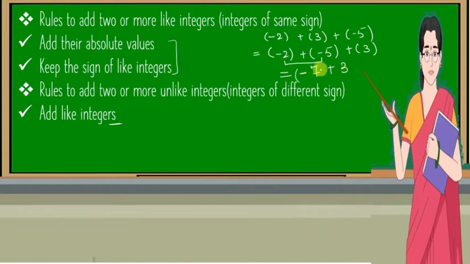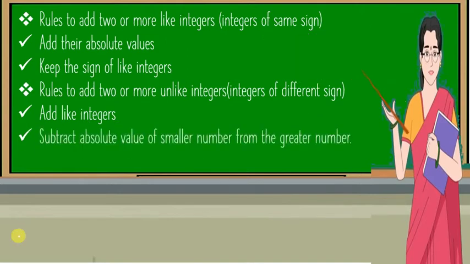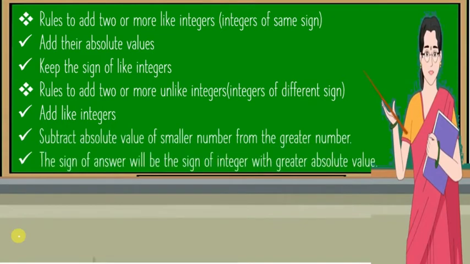Now we know that when we have to add a negative and a positive integer, we find their absolute values and we subtract the smaller absolute value from the greater one. So you get 4 here. So my answer will be 4. What will be the sign? The sign will be of the integer having greater absolute value. So the integer with greater absolute value is -7. So the answer will be negative. Subtract the absolute value of the smaller number from the greater number as we discussed. And the sign of the answer will be the sign of the integer with greater absolute value.